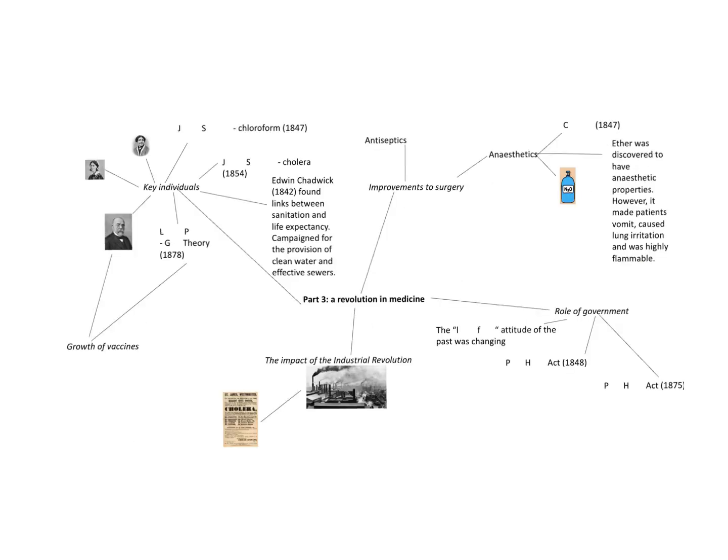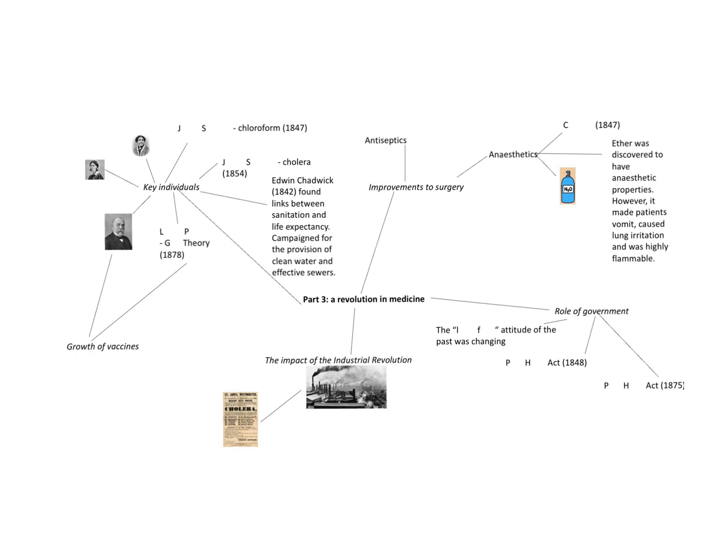Okay, part 3, a revolution in medicine, and there's so much change in this 150 to 200 years or so. So we'll start in the top left-hand corner with the key individuals. You can see there's a section on Pasteur and Koch and the impact that they had on the growth of vaccines. There's Nightingale, Seacole, Simpson, Snow, Chadwick, all sorts of key individuals that you can give and improve your knowledge on.